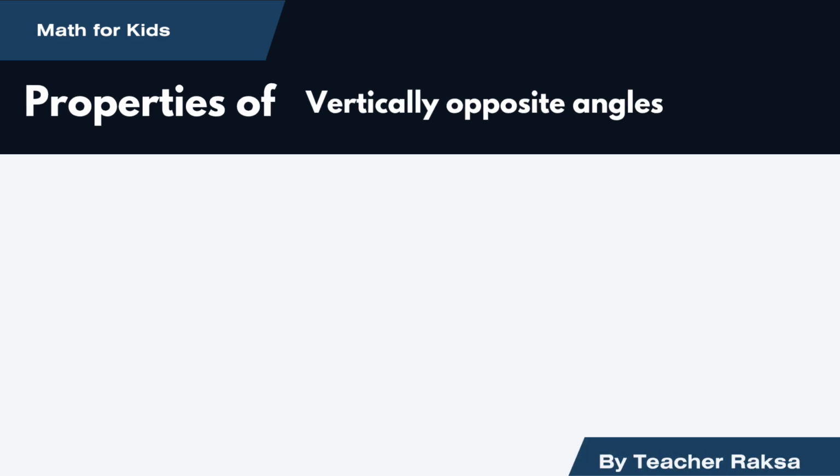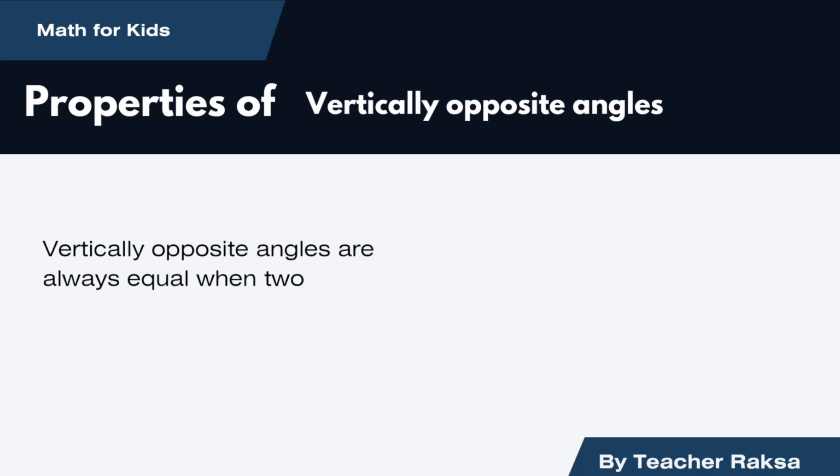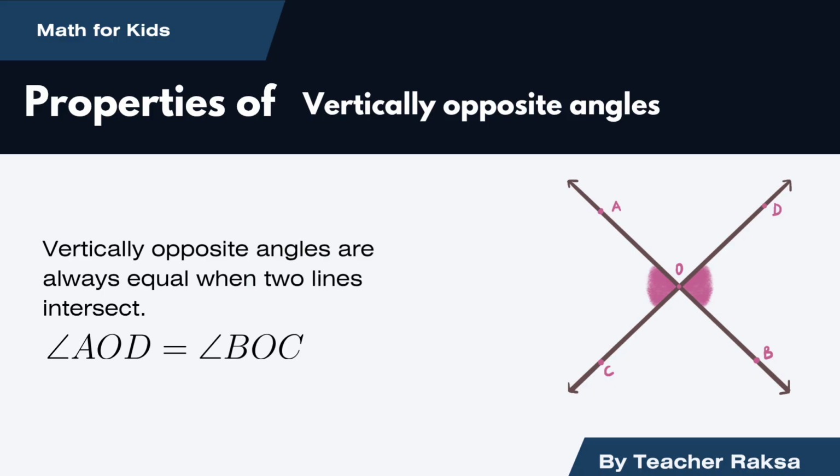Next, let's look at the property of vertically opposite angles. When two lines intersect, the angles opposite each other are always equal. These are called vertically opposite angles.